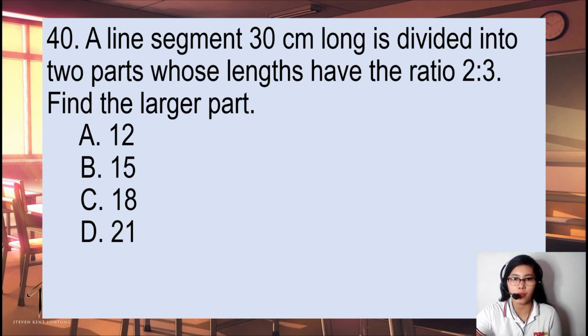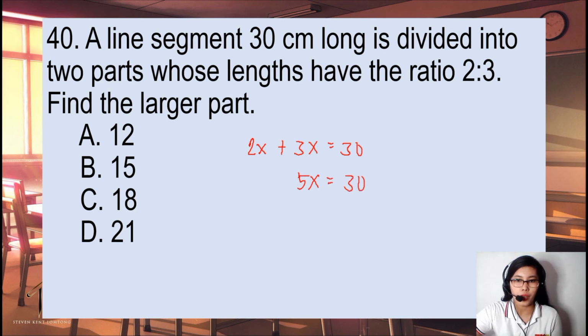So we can express this problem as 2x plus 3x is equal to 30, where x is the part that we are looking for. So 2x plus 3x is equal to 30. 2x plus 3x is 5x, equal to 30. Then x is equal to 6.